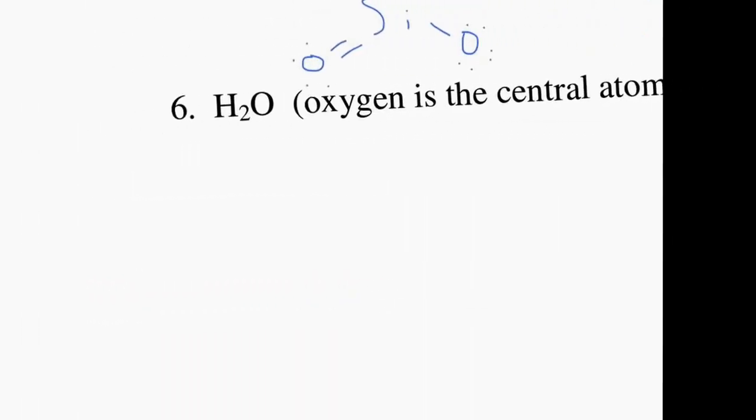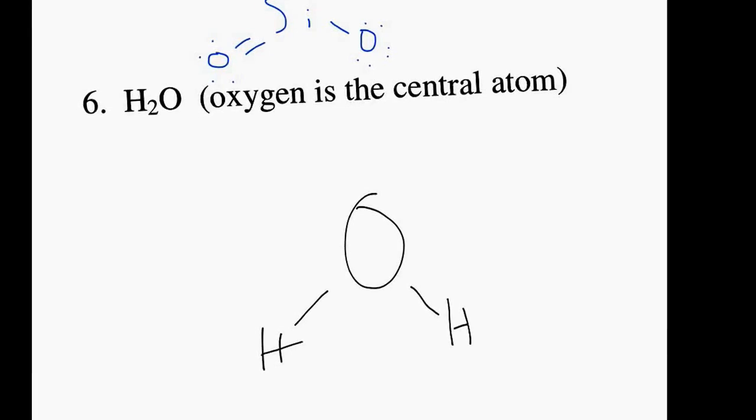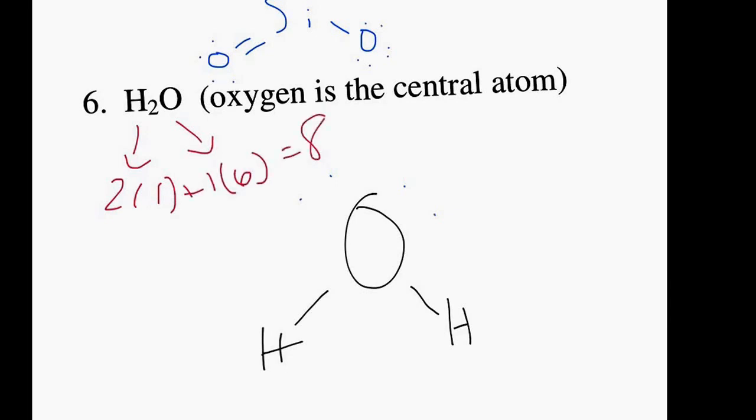Let's try one more. H2O, oxygen being the central atom. Oxygen's on the inside. I'm going to single bond it to an H, single bonded to another H. This oxygen now has 2 pairs, which is 4 valence electrons. So I'm going to add 2 pairs more. This is going to be water. Let's count them up and make sure. So over here, H, I've got 2 times 1 plus 1 times 6, which is going to give me 8 valence electrons. So now let's count them up. 2, 4, 6, 8 valence electrons. There's water.